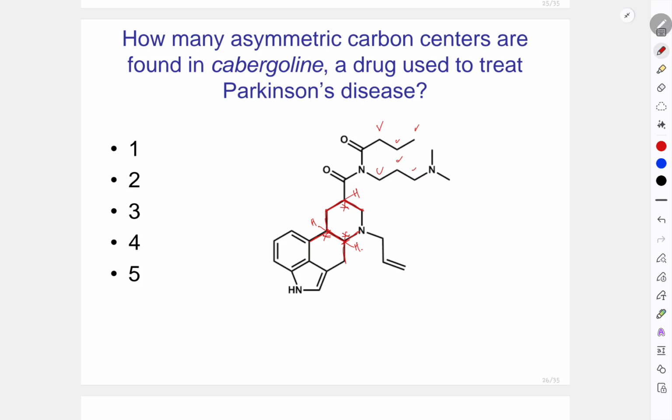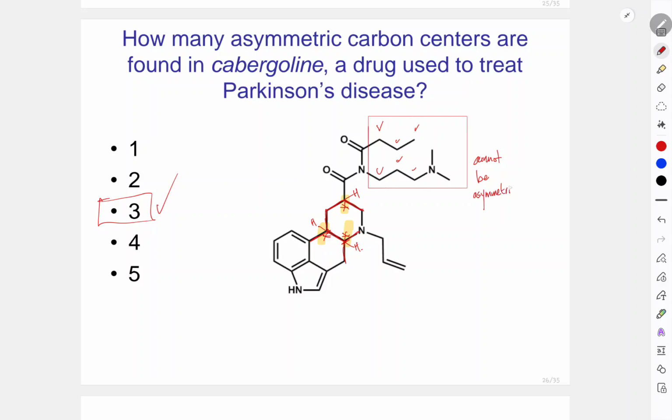This carbon and this carbon have 4 different substituents, 4 different arms, in other words. So the answer is 3. You can double check either way. You can simply cross out these CH2, CH2, CH3 moieties, right? And this one cannot be an asymmetric center. It has two identical groups, right? Which is hydrogen in this case.